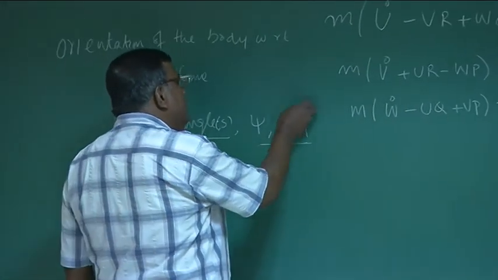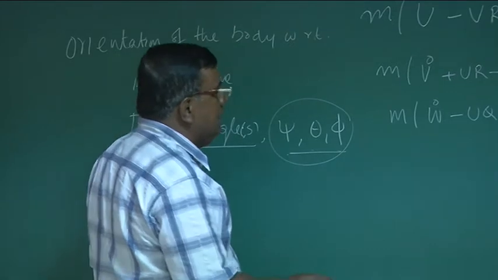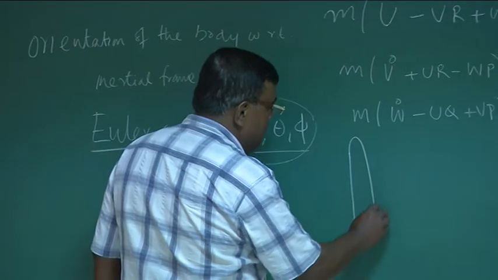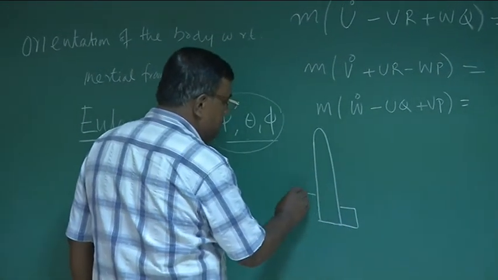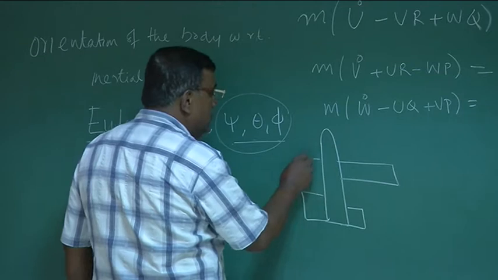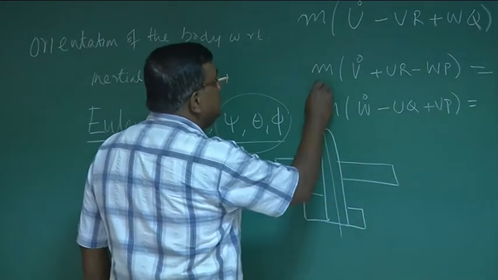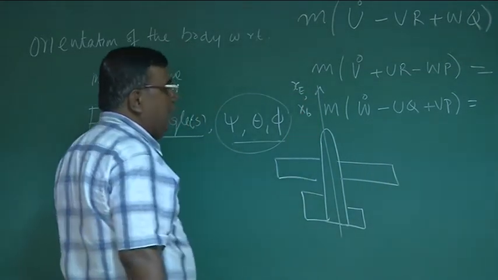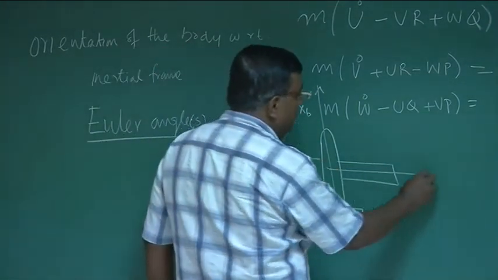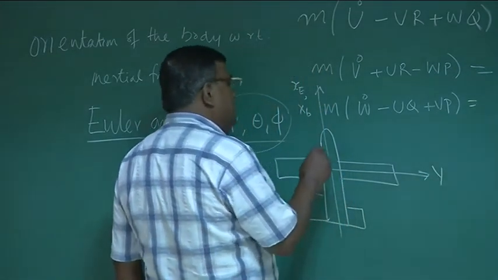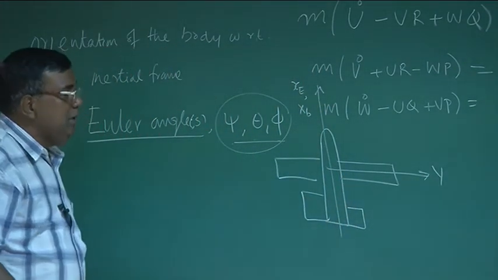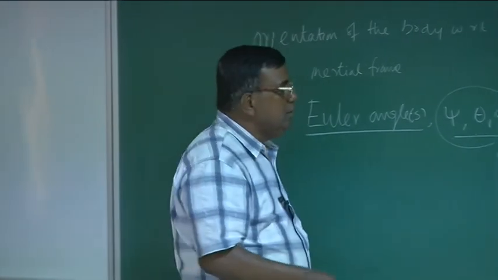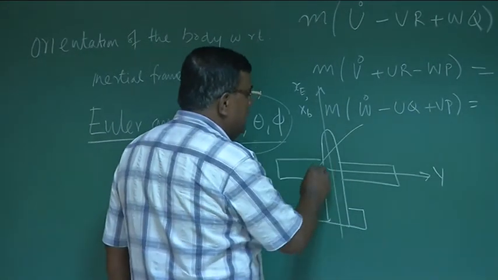Then how do I define psi, theta, and phi? Let us understand that. Remember, let's say this is the airplane. And let's say this is x of the earth, as well as x of the body. I've aligned them like this. And this is the y. And then z is into the board. The first rotation is psi, and positive psi is the right wing going like this. So this is the psi rotation.